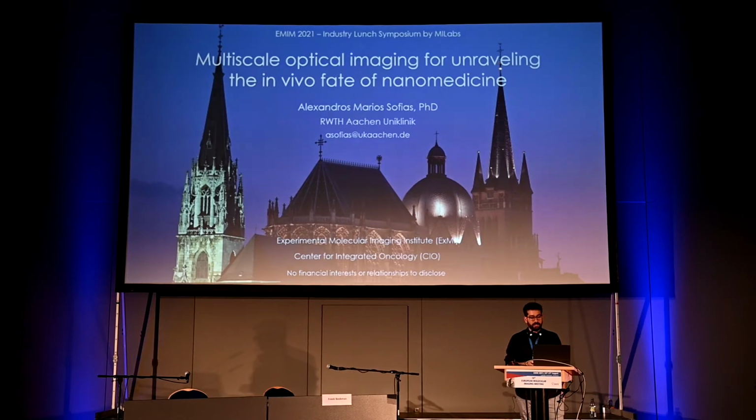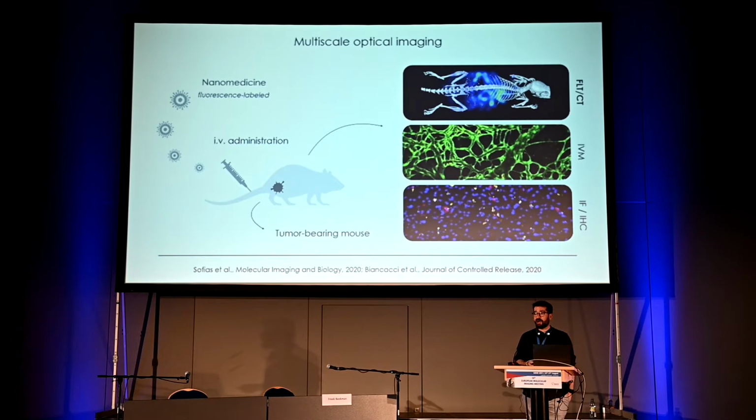What we are doing in our lab, we have various nanomedicines, and we really like to understand how they behave in vivo. For this, we typically use optical imaging at different levels of spatial and temporal resolution. Traditionally, we have nanomedicines labeled with fluorescence, and then we inject them in tumor-bearing mice. We use different imaging modalities, for example, FLT-CT. Then at the lower level of tissue resolution, we have real-time microscopy and also further analysis with histology, immunohistochemistry, and so on.